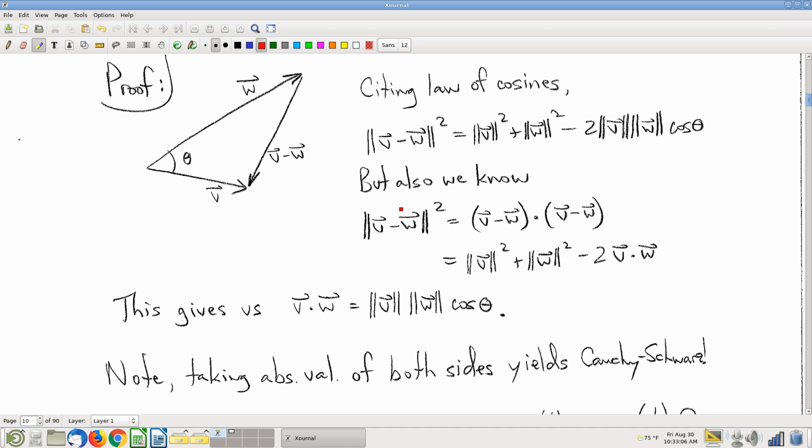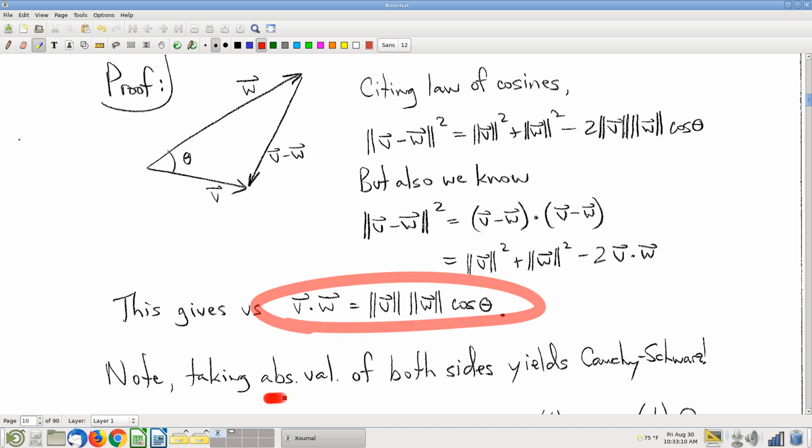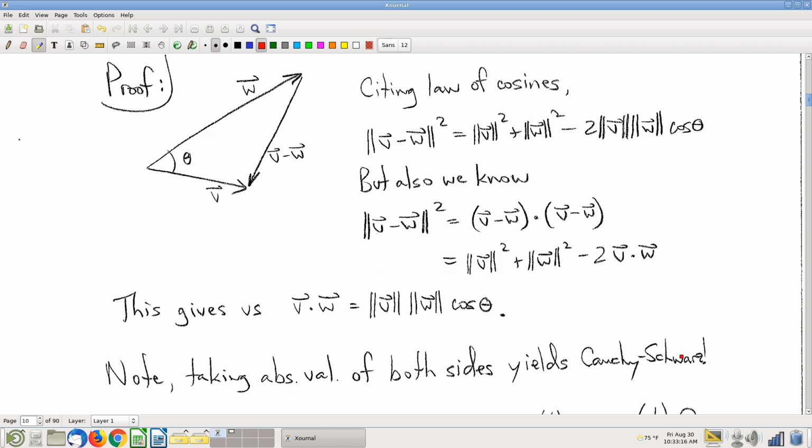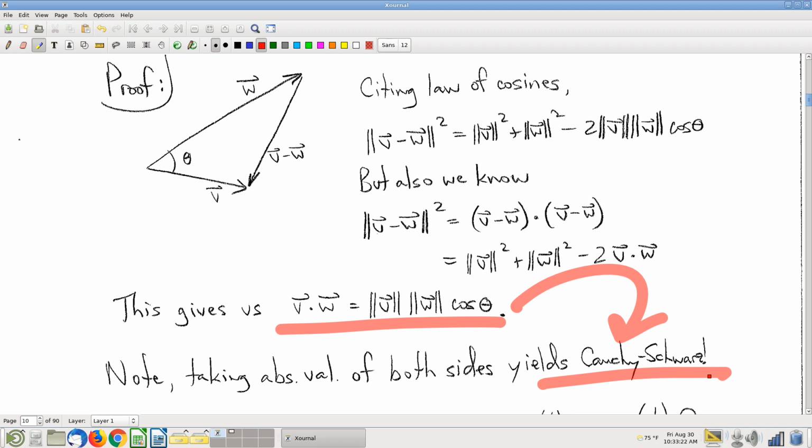Okay, and then as you observed earlier, take this equation, take the absolute value of both sides, and you get the Cauchy-Schwarz inequality. That's right. By the way, good exercise: use this formula to prove the Cauchy-Schwarz inequality, again by taking the absolute value of both sides.